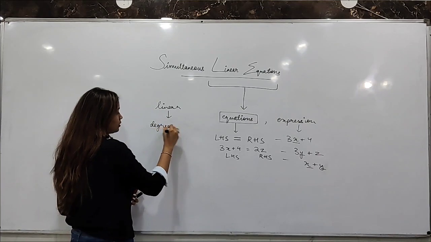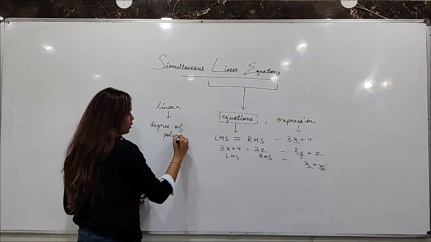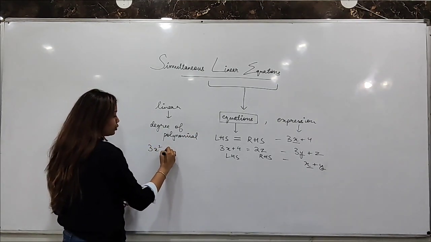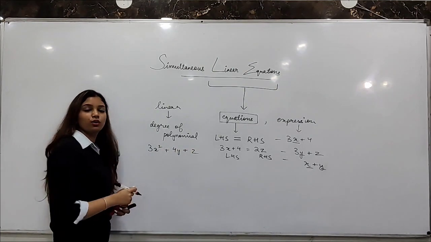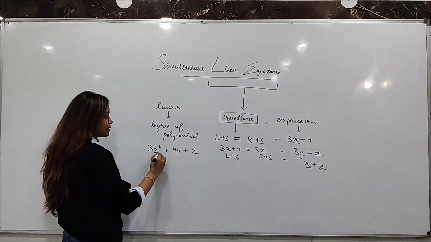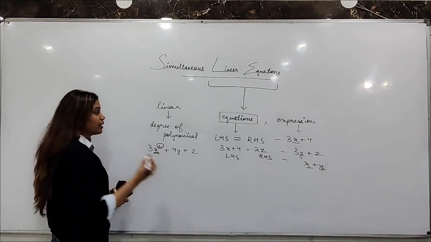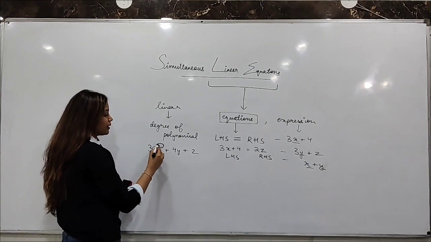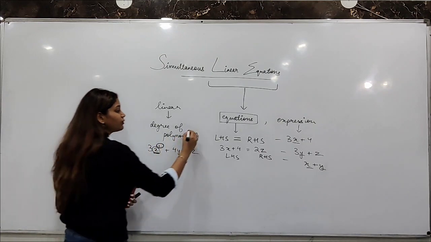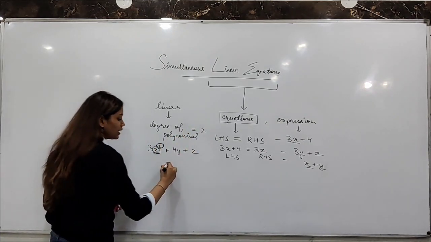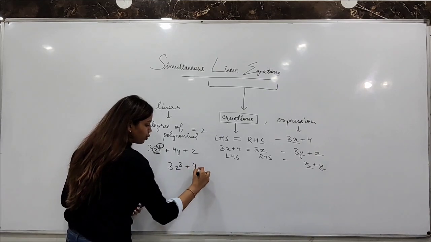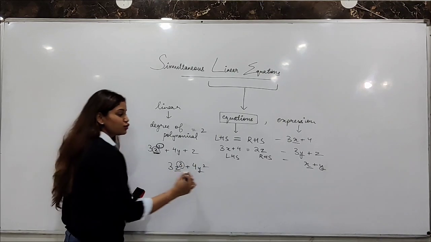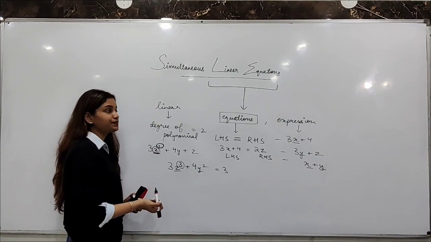You must have studied a concept called degree of polynomial. Degree of polynomial means, for example, you have an expression like this, okay? You see the highest power of the variable. So you can see x is a variable and the highest power on it is 2. So degree of the polynomial here is 2. If I say 3z cube plus 4y square, we have two variables, but the highest power is 3. So this time the degree of the polynomial is 3.